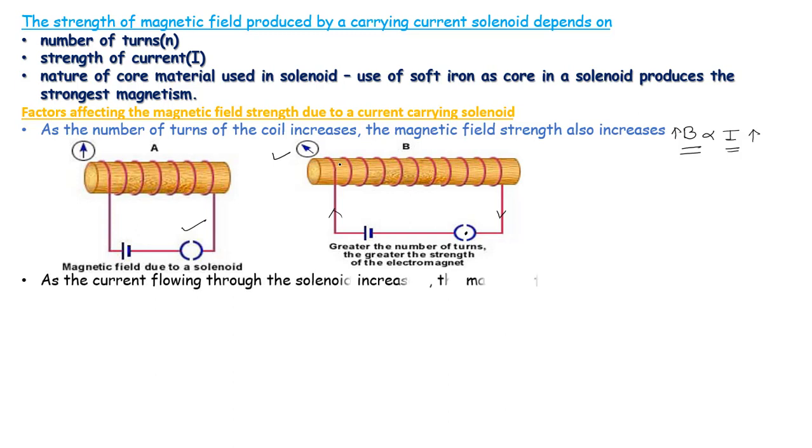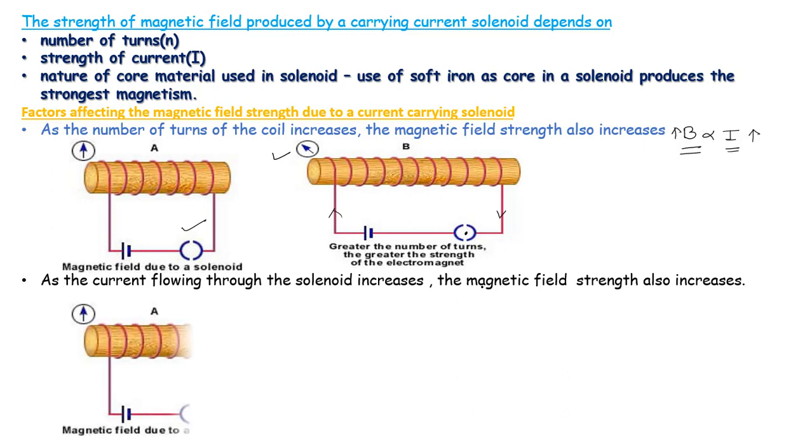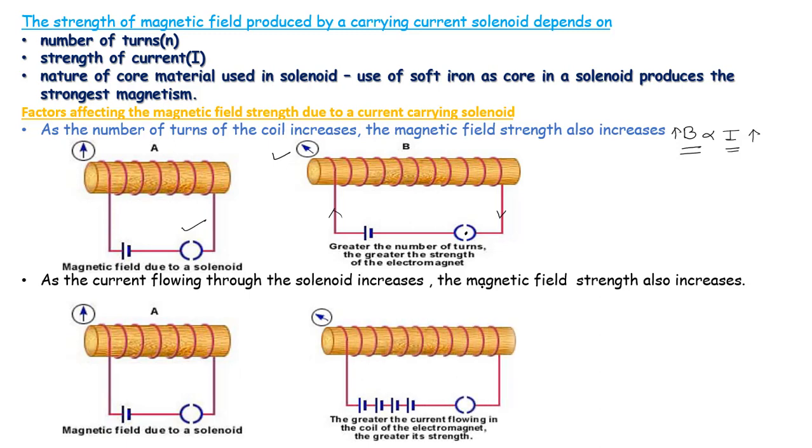Now the second factor which we are going to discuss is the same as before, repeated. You can see if we are increasing the battery: in the first figure it was 1 battery, now there are 3 batteries.